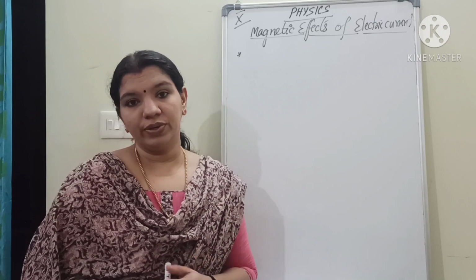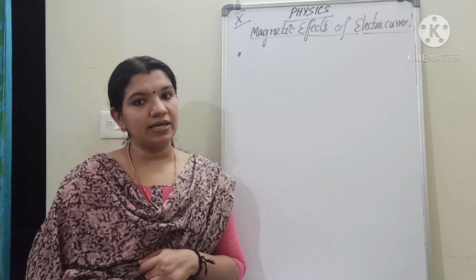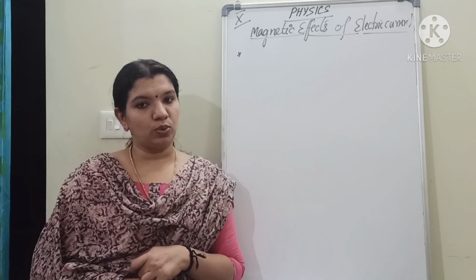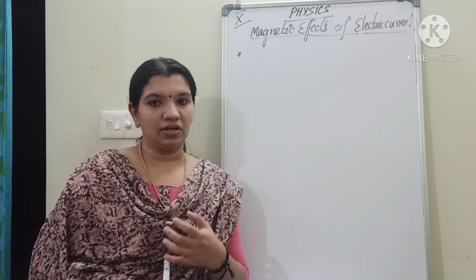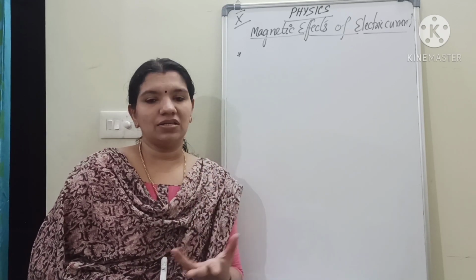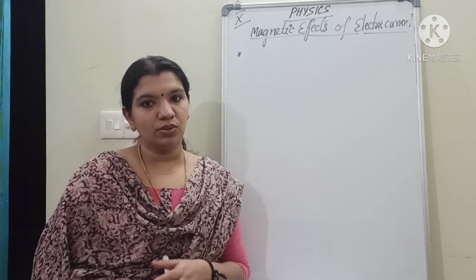And what is the rule used to find the direction of magnetic field? It is the right hand thumb rule. And if you know the rule, you can find any direction, any question you can solve.